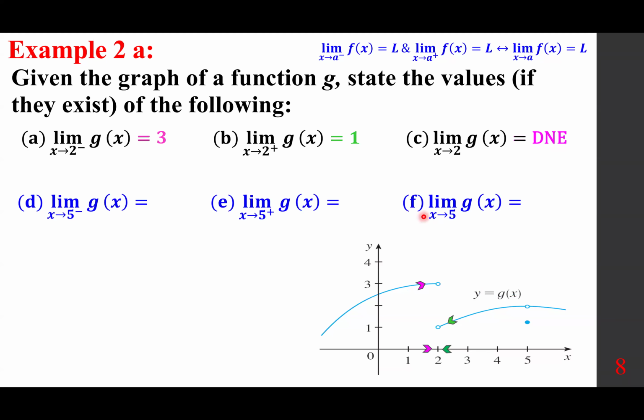We are interested in finding the limit of g of x as x approaches 5. And again, we are going to look at the one-sided limits, limit of g of x as x approaches 5 from the left and right. So we locate the 5 along the x-axis, and we approach it from the left and right.